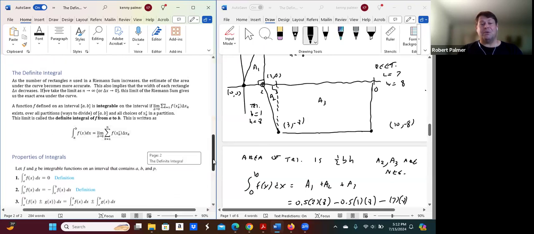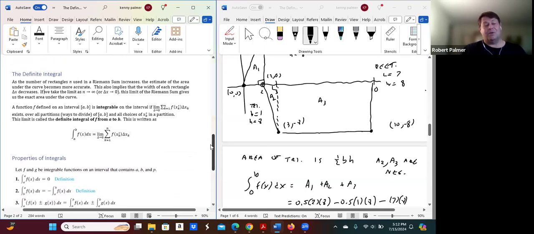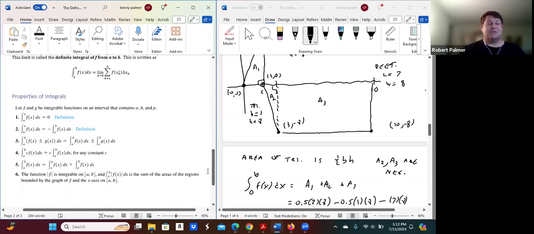In the future, we'll see how we relate this area under the curve to antiderivatives. Then finally, we looked at some of the properties of definite integrals, especially properties 3 and 4, which are essentially the same kind of properties that work with derivatives. That makes sense because integrals basically are antiderivatives, so they have similar properties.